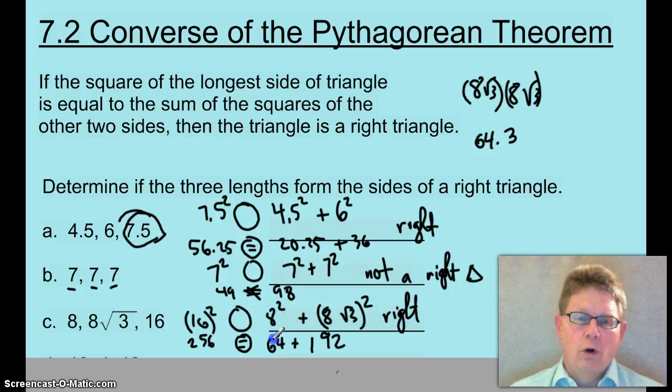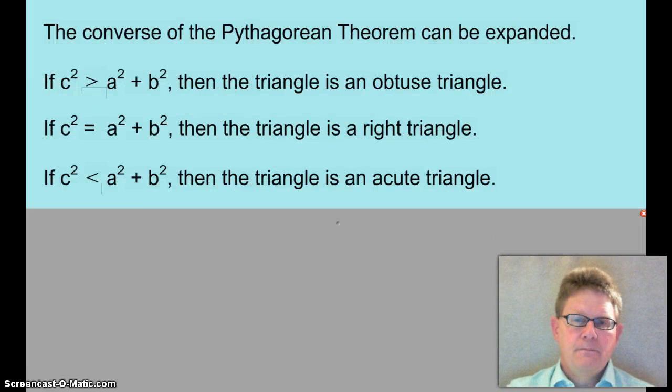Now there are a couple of corollaries that follow the converse, and we'll talk about those right now. These are some corollaries that fit the converse, and I'll let you go ahead and write those down. And this is why we wanted c squared equals a squared plus b squared. Look what you got here.